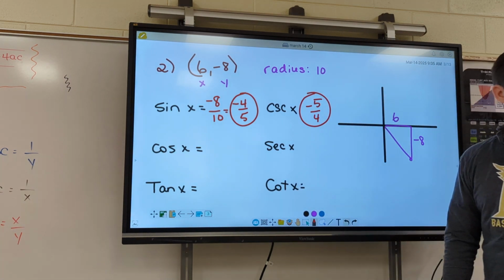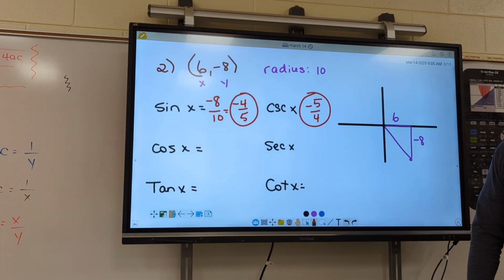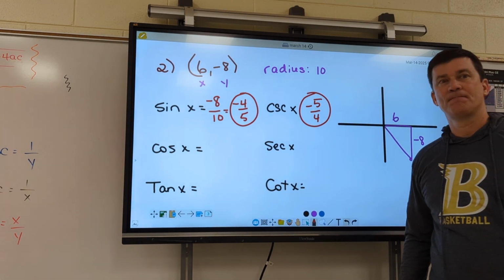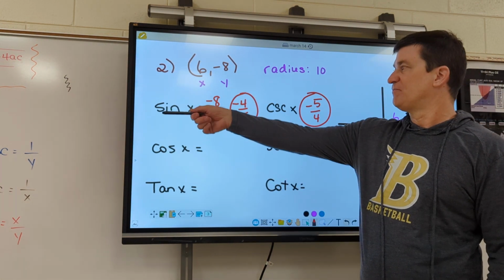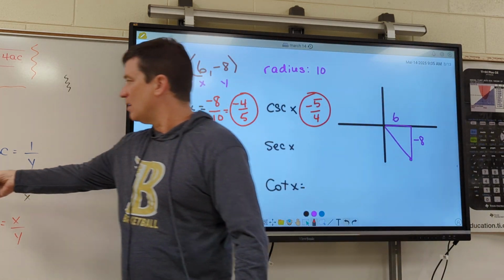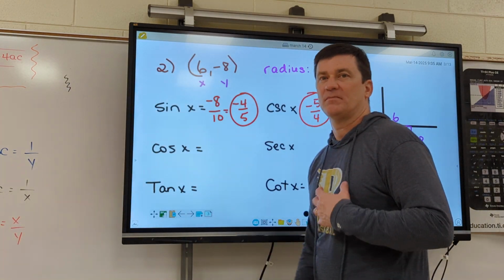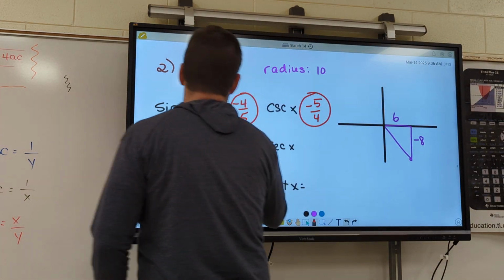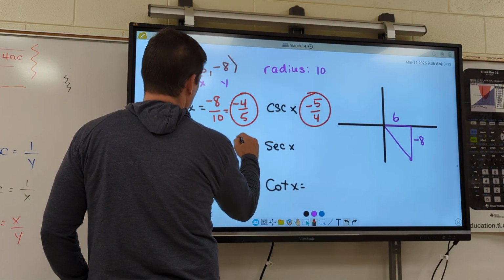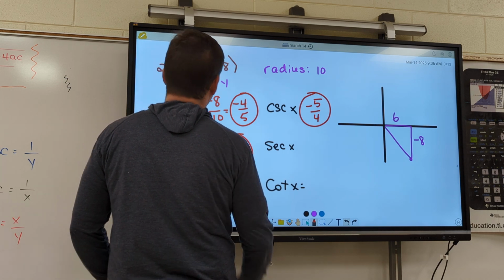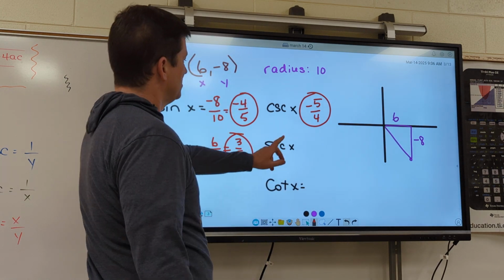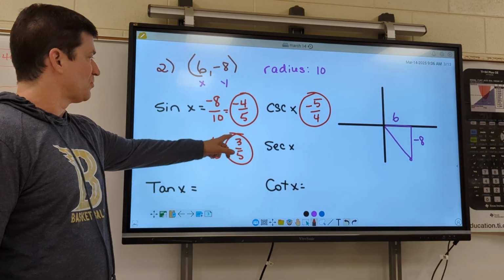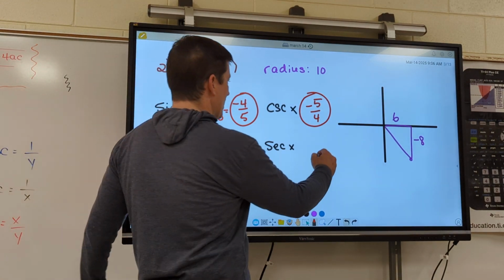Everybody good? All right, Zane, give me the fraction for cosine then. Look at your formula. It says put x on top and put your hypotenuse on the bottom. So just tell me what it's going to be. It'd be 6 over 10. Very good. 6 over 10, which simplifies to 3 over 5. All right, Juliana, what is secant going to be? If cosine is 3 over 5, just flip it. It'll be 5 over 3.